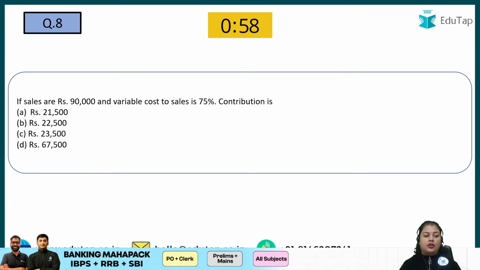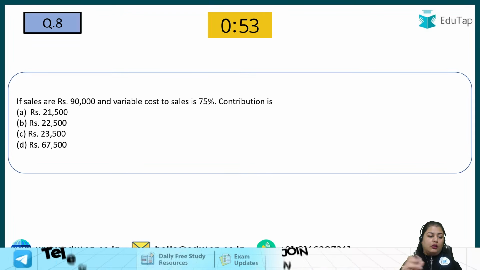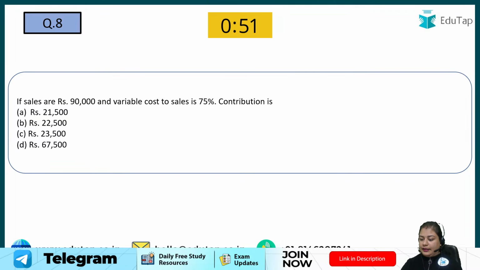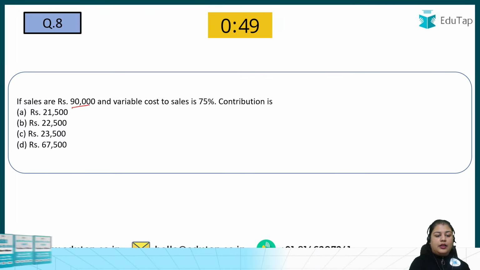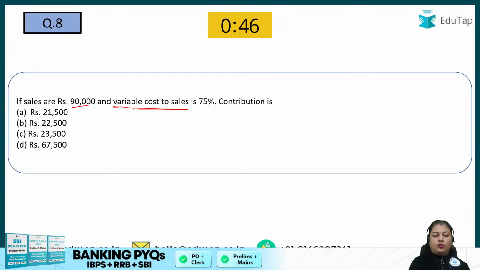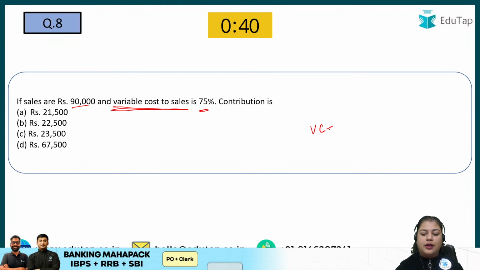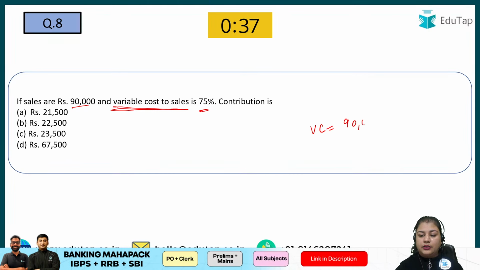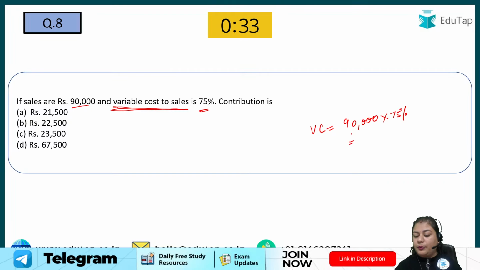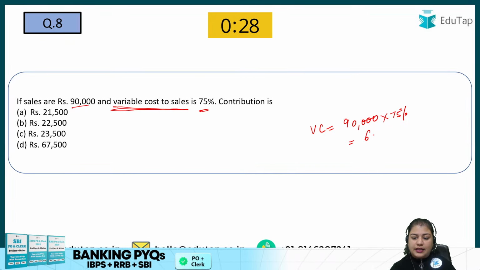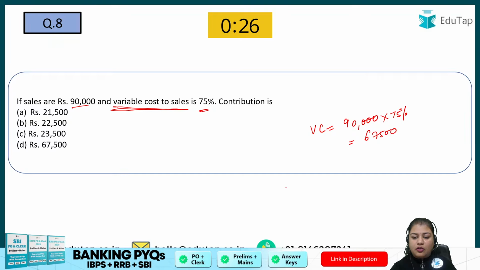Now this is a numerical based question, so keep your notebooks with you and try to solve it. If the sales are 90,000 and the variable cost to sales percentage is given as 75%, so can I say variable cost will be how much? It would be 90,000 into 75%. Can you help me calculate this? How much will it be? 67,500. That would be the variable cost, right?